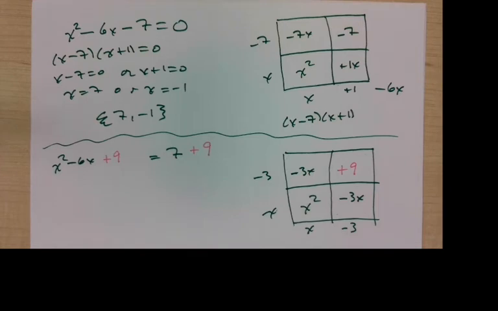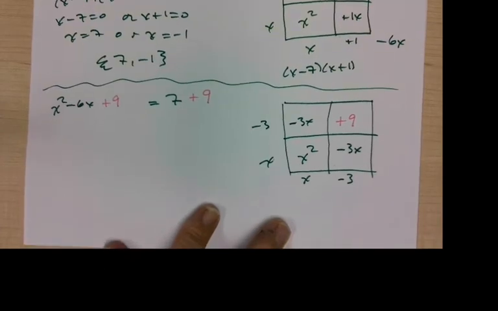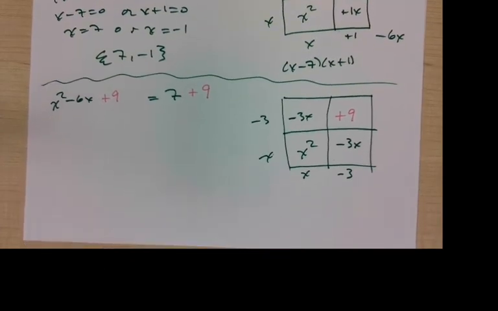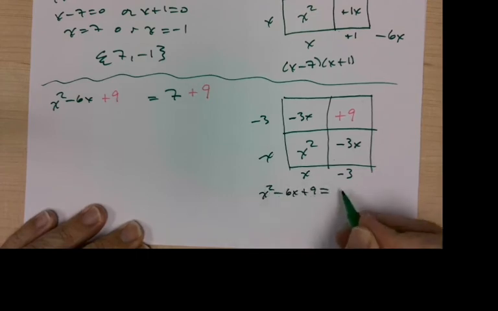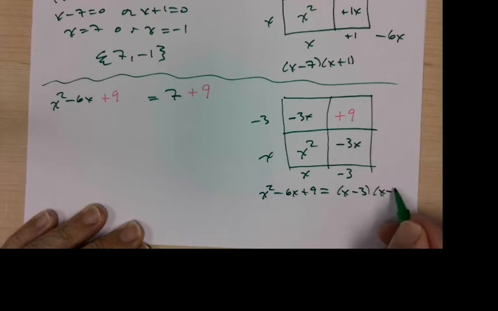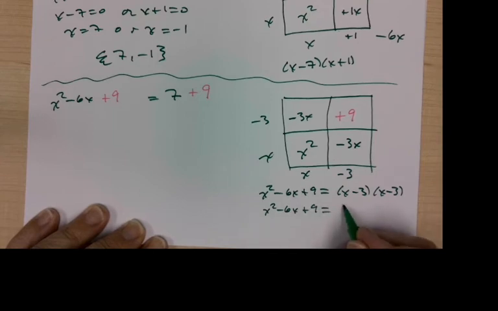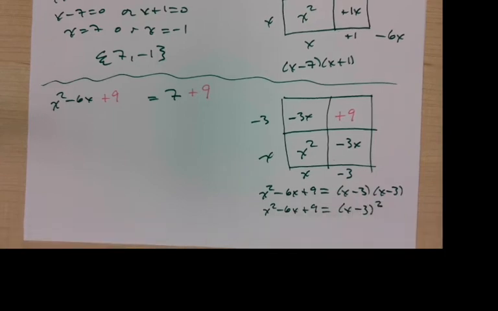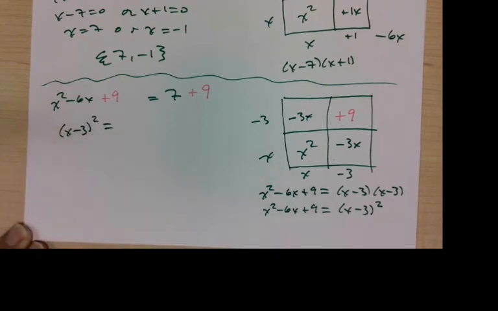Add 9 to both sides. And what we see over here, this factoring box tells me that x squared minus 6x plus 9 equals x minus 3 times x minus 3, or x minus 3 squared. So on the left-hand side, I have x minus 3 squared equals 7 plus 9, which is 16.